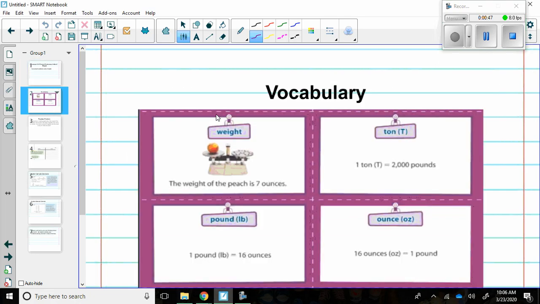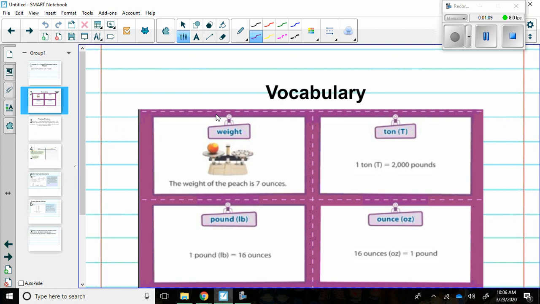The next slide is for vocabulary. You will need to write these in your notebook as notes. This is something that will be very helpful to you to refer to as you are converting. As it says, weight, it just shows a picture of how much a peach weighs to give you a reference, that is ounces. We know that peaches are very light.